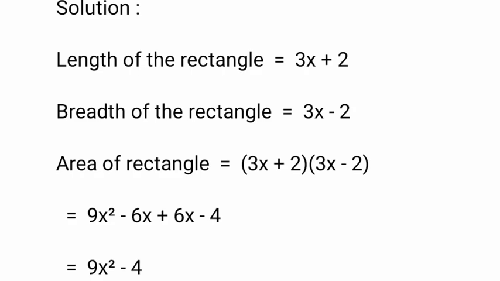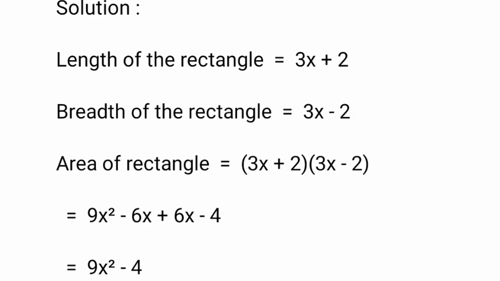Solution: length of the rectangle equals 3x plus 2 and breadth of the rectangle equals 3x minus 2. Then area of the rectangle equals, what is the formula? L into b square units. L means length, b means breadth. The L value is 3x plus 2 and the b value is 3x minus 2. Therefore area of the rectangle equals (3x plus 2) into (3x minus 2).